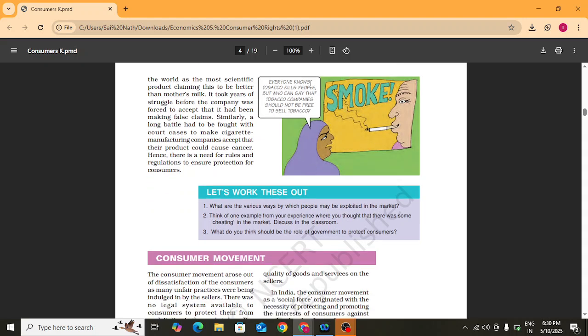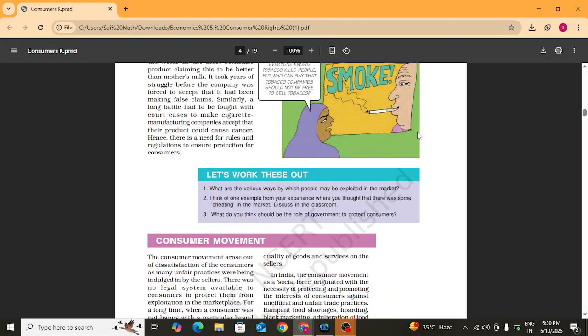Similarly, this one says everyone knows tobacco kills people, but who can say that tobacco companies should not be free to sell tobacco, right? Everyone knows you have seen those cigarette packs. They will have written in very small print, tobacco is injurious to health. But the addicted smokers don't care about the health repercussions that smoking will bring them. Hence they still continue to consume it, but once again it is a harmful good, right?